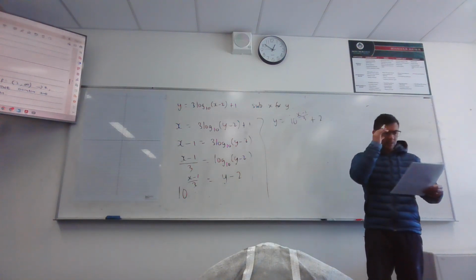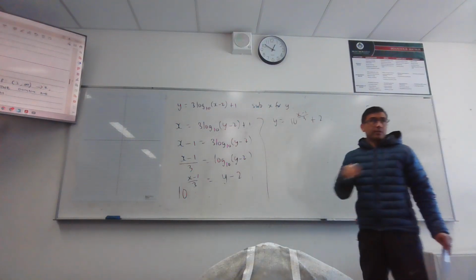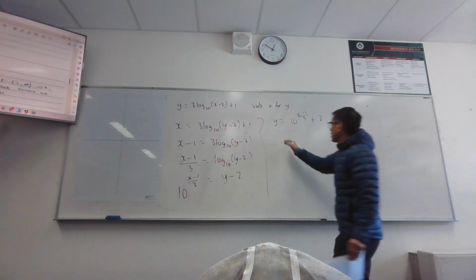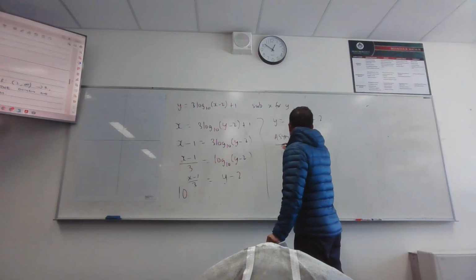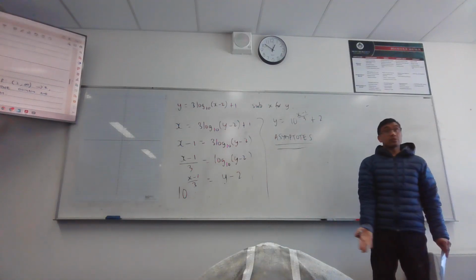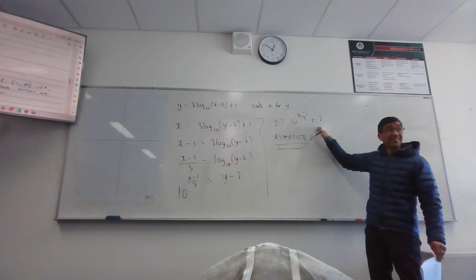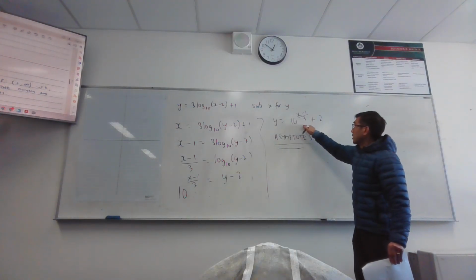Okay. Now, just by looking at this, asymptotes are tricky. But with your exponentials, remember, the constant at the end is the asymptote, y equals that. Okay, let's think of it this way.